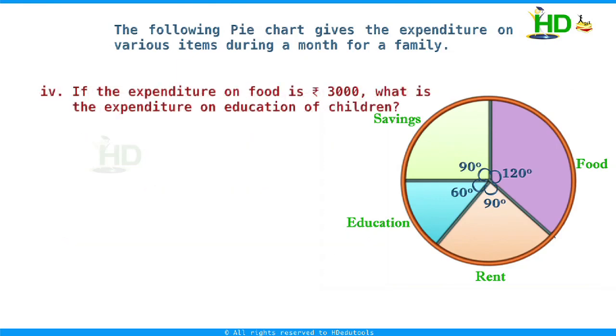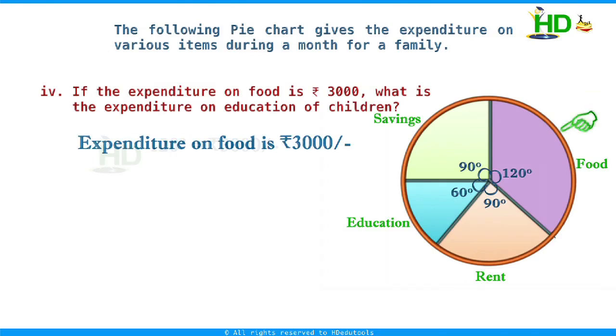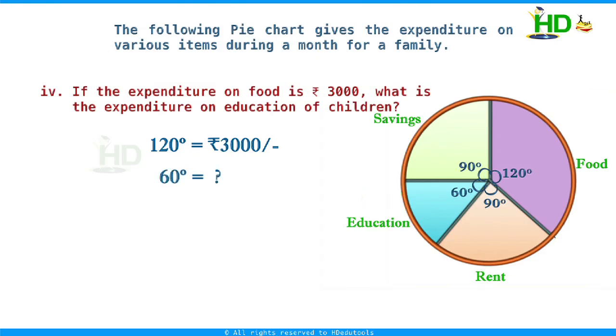The next question is, if the expenditure on food is 3,000 rupees, what is the expenditure on education of the children? Now it is given the expenditure on food is 3,000 rupees. 120 degrees is equal to 3,000 rupees. We have to find the expenditure on education of the children. That is, 60 degrees is equal to how much? 120 degrees is 3,000 rupees. Then 60 degrees is? Yes, it is 1,500 rupees.